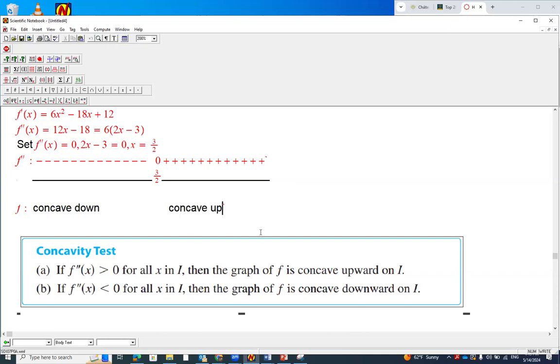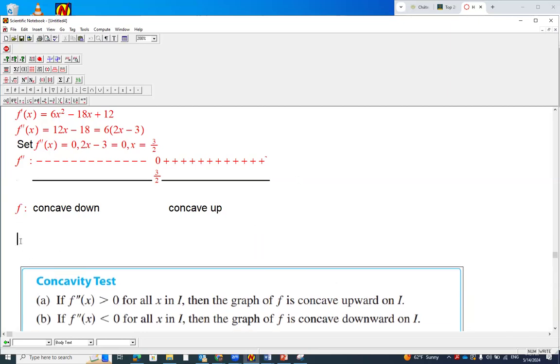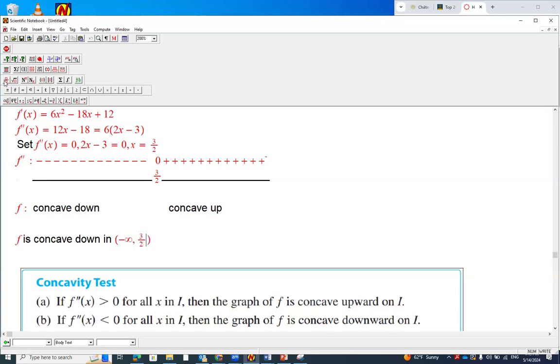That's it. But of course, it's not done. We need to use words to describe it. You're going to say, okay, f is concave down in the interval from negative infinity all the way to 3/2, and it's concave up in the interval from 3/2 all the way to positive infinity. So the concavity question is answered.